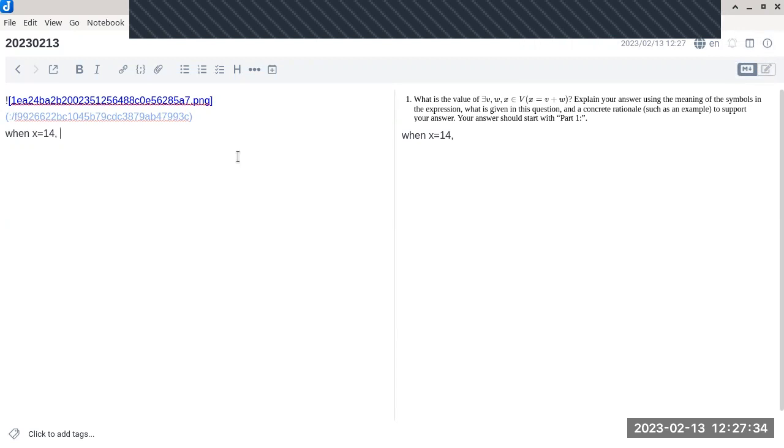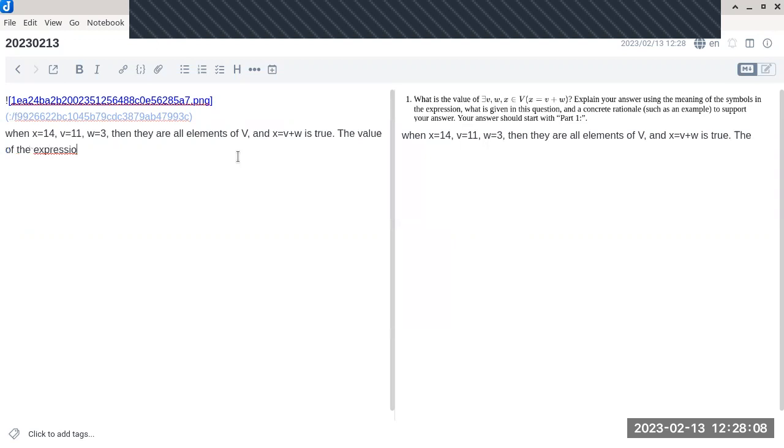Okay, I have to read the question again. V equals 11, and then W equals 4. Then V x equals, oh, 3. That's right, 11 plus 4 is not 14. So then x, then they are all elements of uppercase V. And on top of that, x equals the V plus W is true. So the answer, or the value of the expression, is true. So that would be the way I answer it.